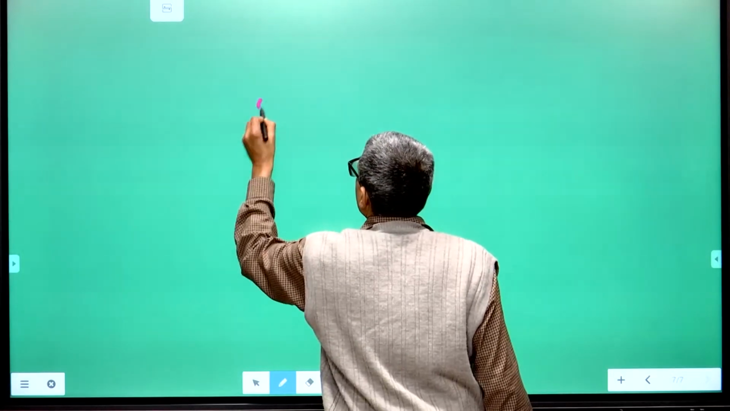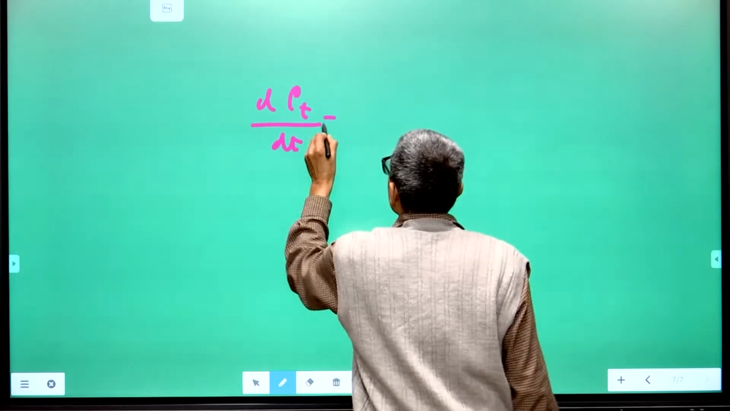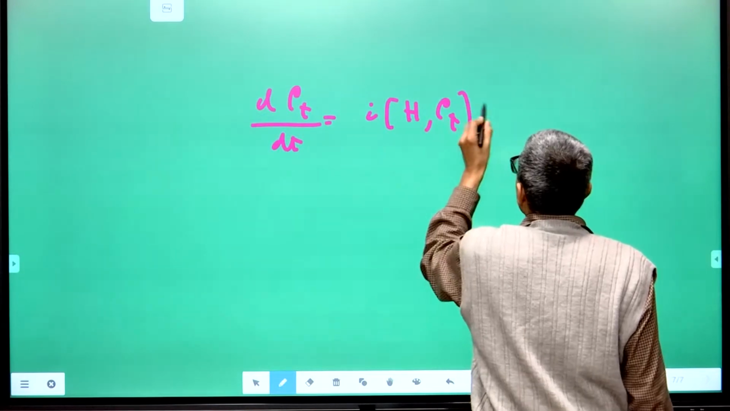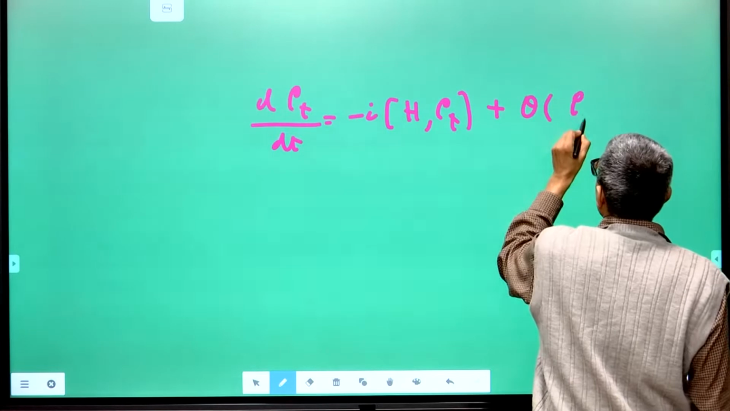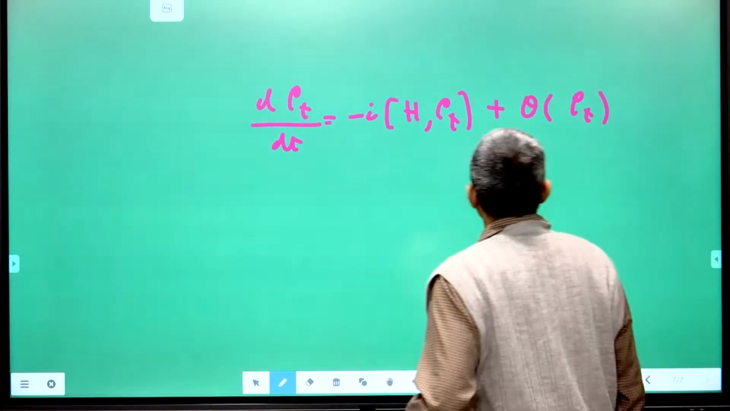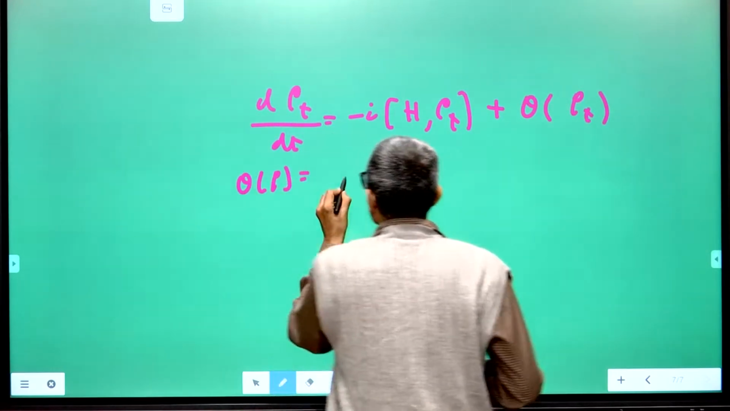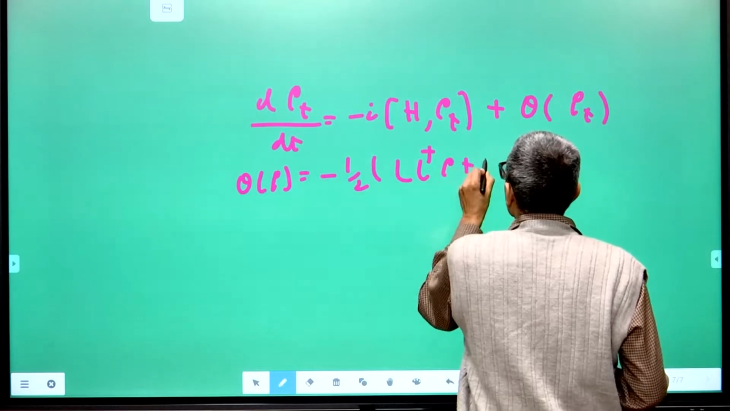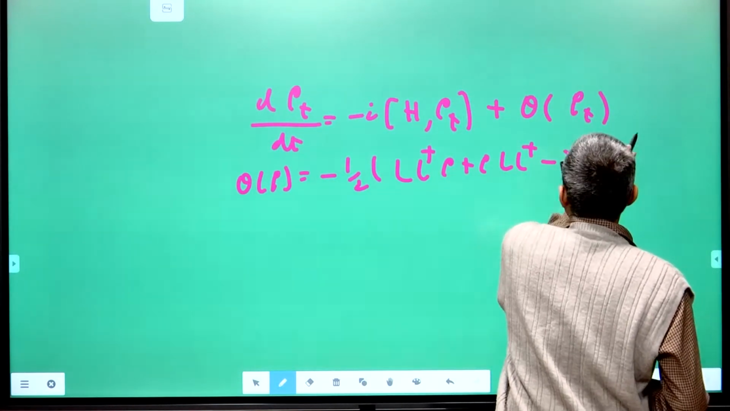You have the equation for the density matrix in quantum mechanics, dρ/dt is equal to minus i [H, ρ_t] plus Θ of ρ_t. This is the Lindblad equation, where Θ of ρ is equal to minus half of (L L† ρ plus ρ L L† minus 2 L† ρ L).